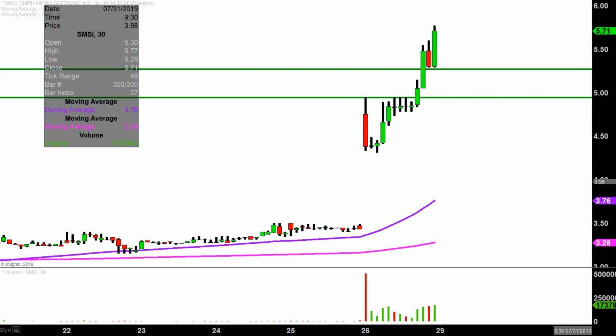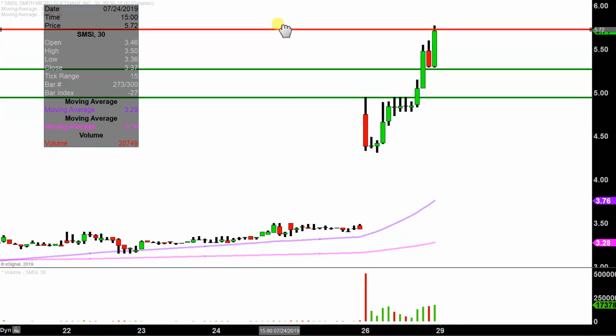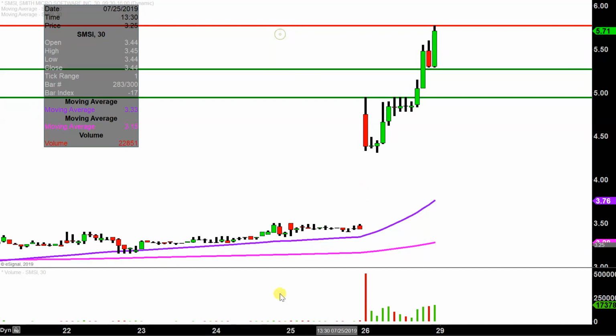What about levels of resistance going into next week? First key level, nothing special behind other than the fact that that's where the party finally stopped today. That's right up there around 5.75.